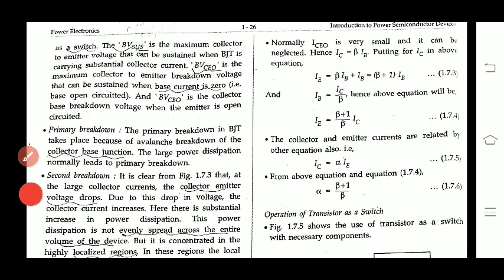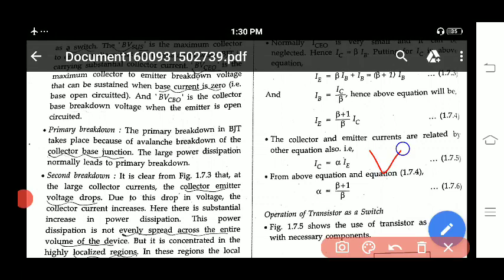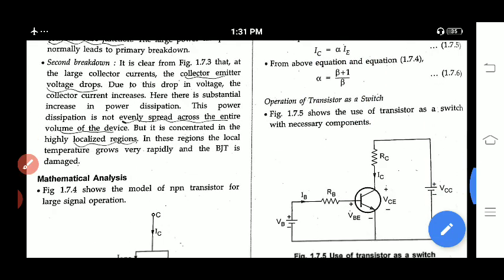And also you know that IC equal to alpha into IE. Collector and emitter, these two are related by this expression. IC equal to alpha into IE. Fine. Then if you use these two expressions and rearrange this one, then you will get alpha equal to 1 plus beta divided by beta. We'll use these equations while solving the problem.